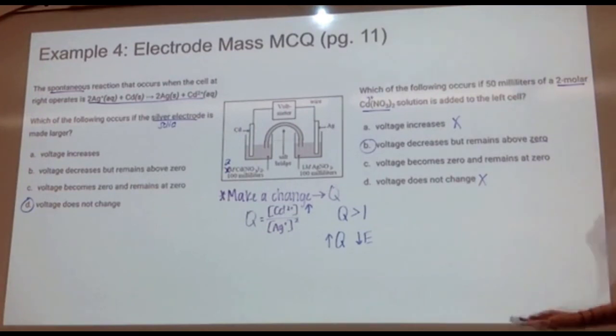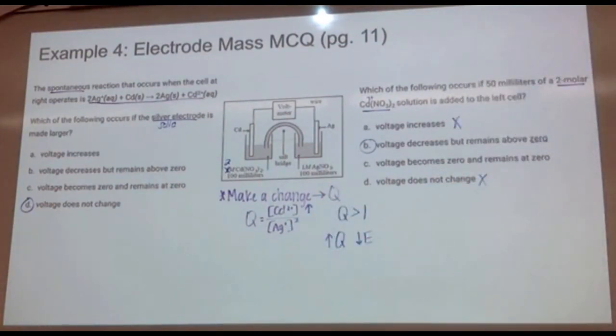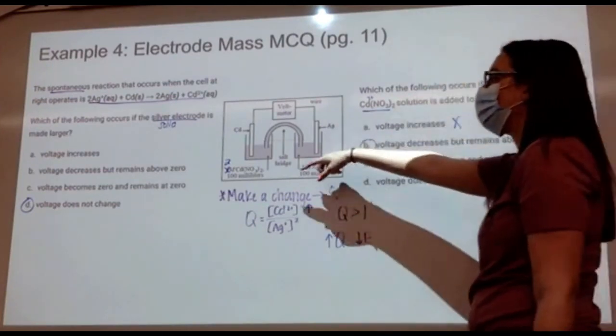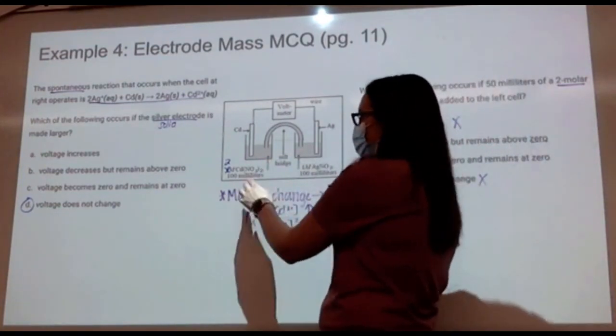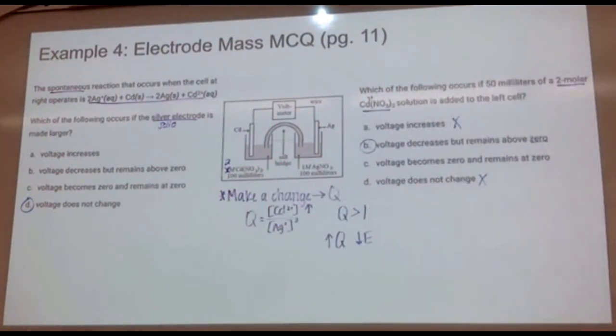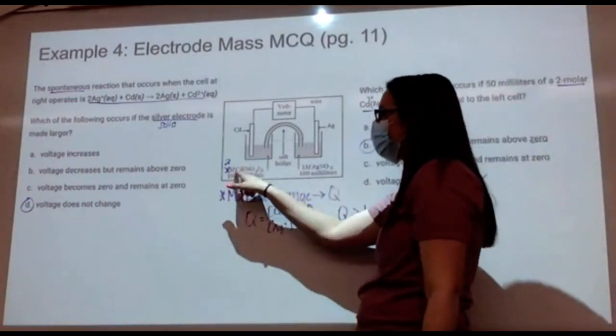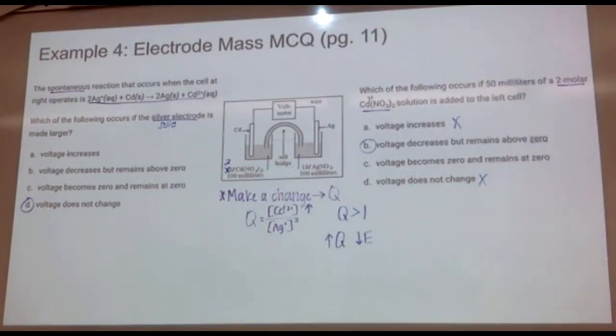So remember, when you make a change to a cell, look at Q. Does the change in volume do anything? Like milliliters? No, because what it's saying is that you're adding it to what you already have here. Technically this isn't exactly 2 because you are diluting this down, so maybe it'd be 1.5 molar instead. But you're still adding 2 molar to this, so you're increasing the concentration. Other questions on example 4?